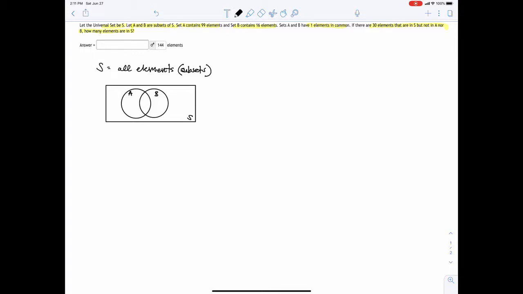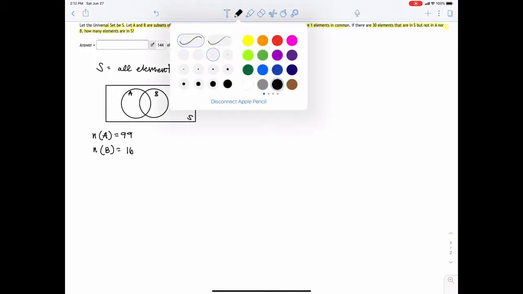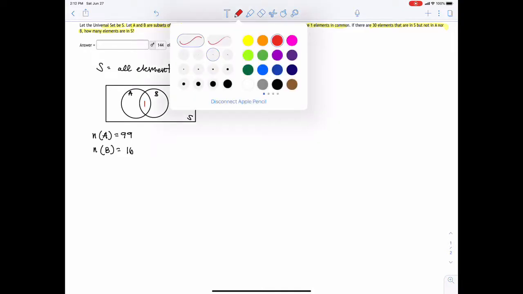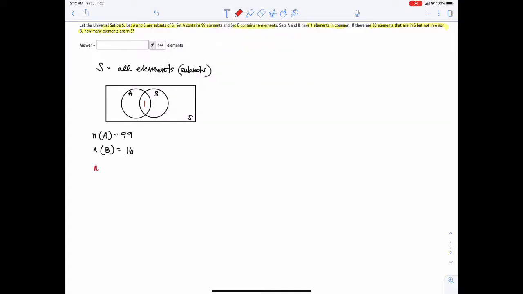So we do know that the cardinality, right, the number of elements in set A is 99, and the cardinality in set B is 16. And the fact that it says that A and B have one element in common, that means that this intersection here, that they overlap with one element. So the cardinality of A intersection B is equal to 1.